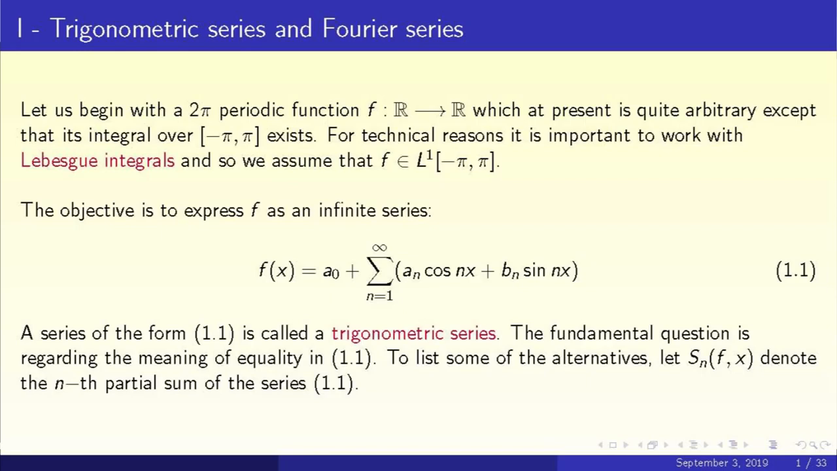The main objective is to express f as an infinite series of sines and cosines as you see displayed in the slide, equation 1.1. What you see there is an infinite superposition of sines and cosines, the basic periodic functions with period 2 pi. A series of the form 1.1 is called a trigonometric series. Well, the fundamental question now is what is the meaning of the expression 1.1? In what sense does the series converge, and if it converges, does it return you the function f of x?